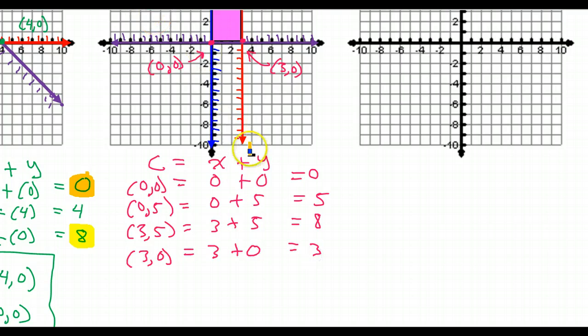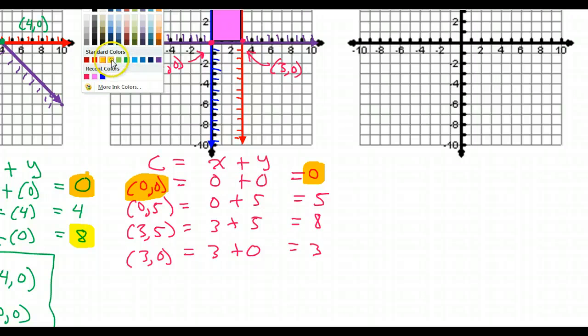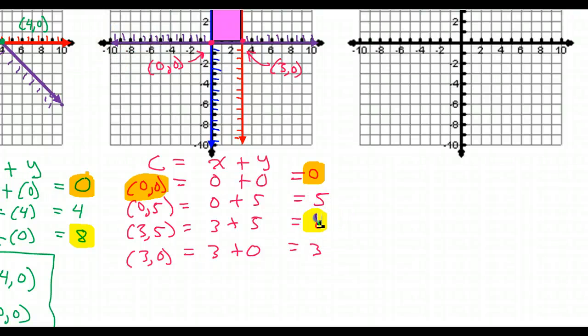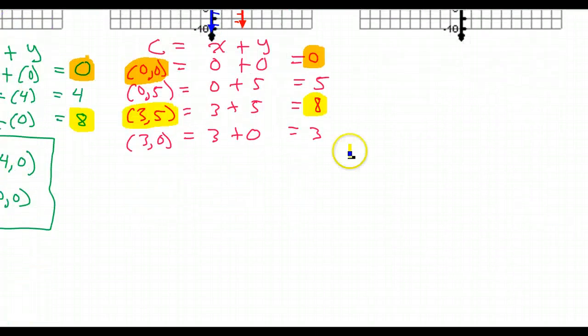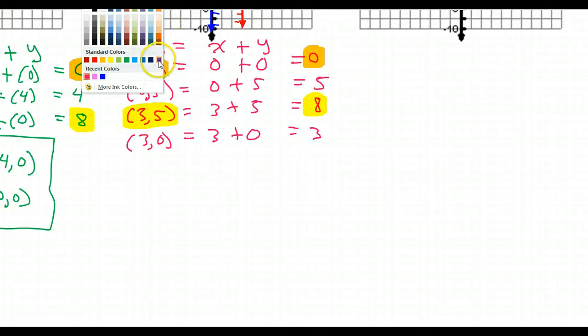So you can see that we have a minimum value of 0, and we have a maximum value of 8. So this is how you will record your answer.